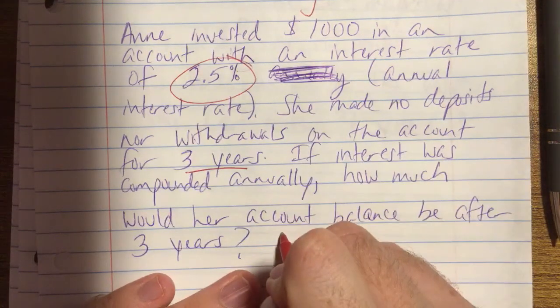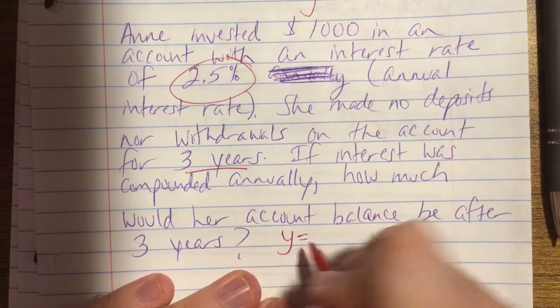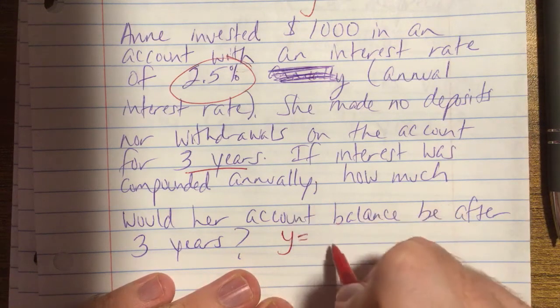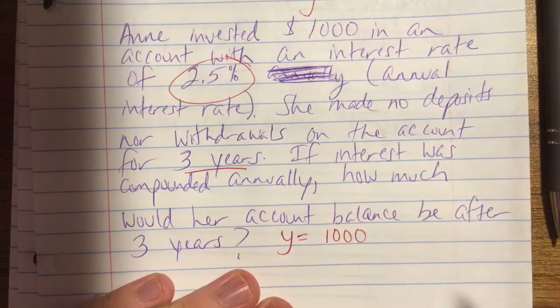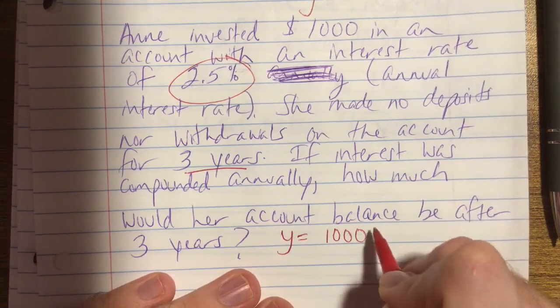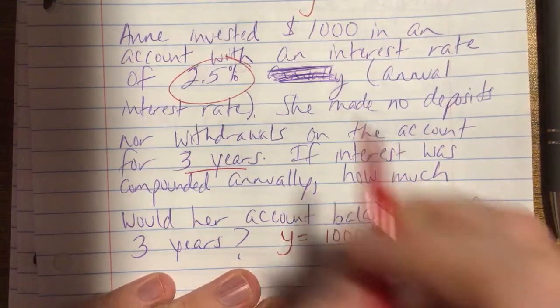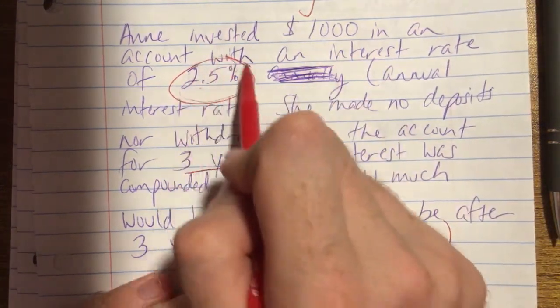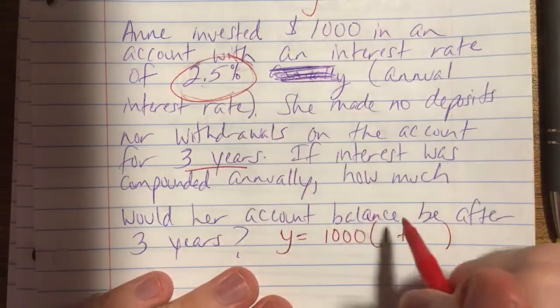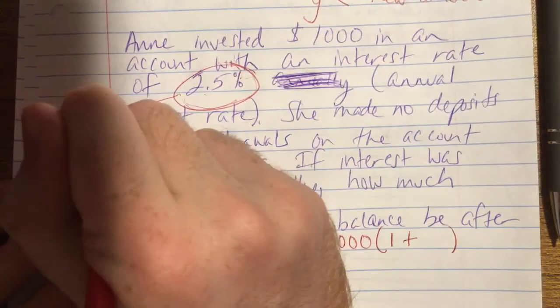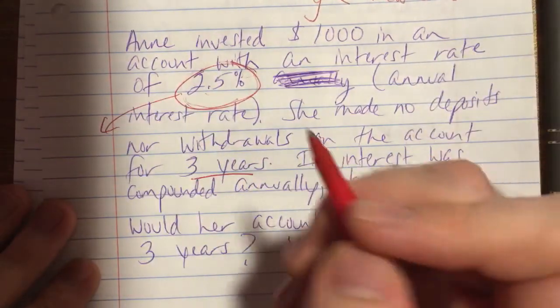So it's important to realize how our formula again is y is equal to A, which is your initial amount. She started with $1,000 times 1 plus the rate. Now the rate is given as a percentage. However, when you put it in the formula, it has to be a decimal. So we have to go ahead and find out 2.5% as a decimal.